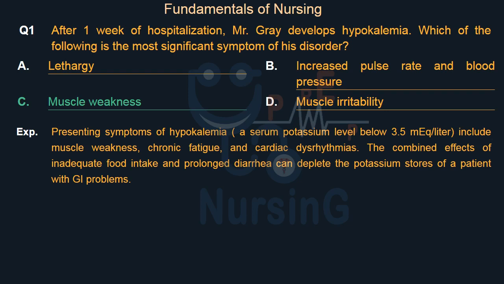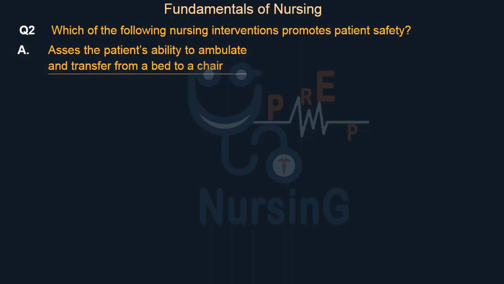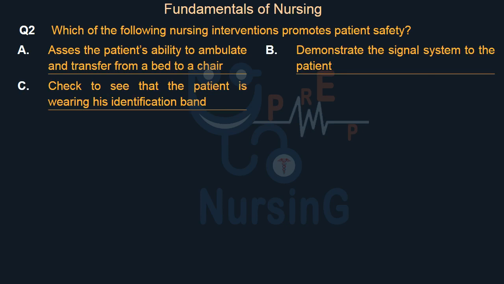The combined effects of inadequate food intake and prolonged diarrhea can deplete the potassium stores of a patient with GI problems. Which of the following nursing interventions promotes patient safety? Option A. Assess the patient's ability to ambulate and transfer from a bed to a chair. Option B. Demonstrate the signal system to the patient. Option C. Check to see that the patient is wearing his identification band. Option D. All of the above.